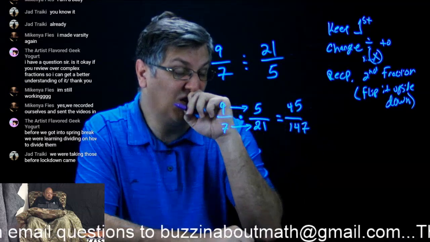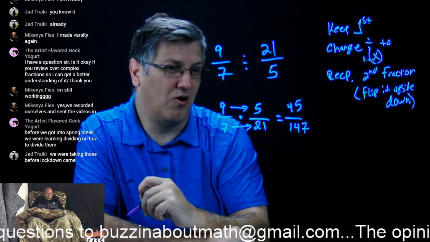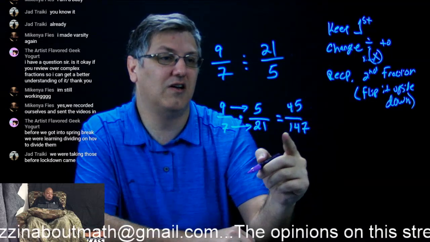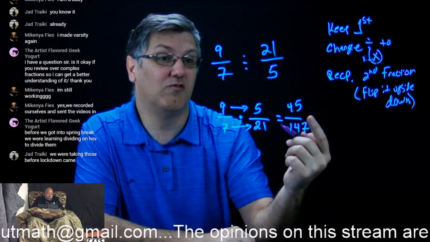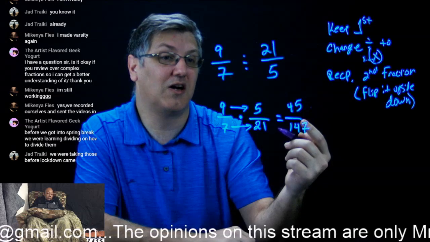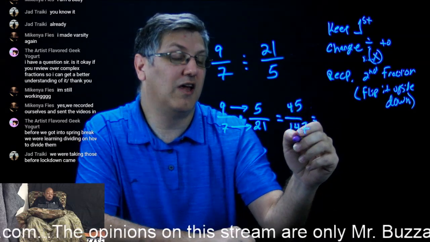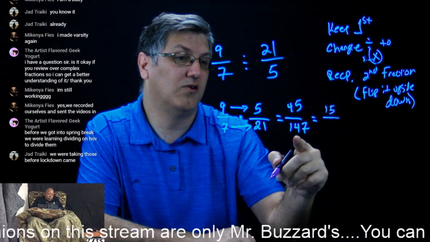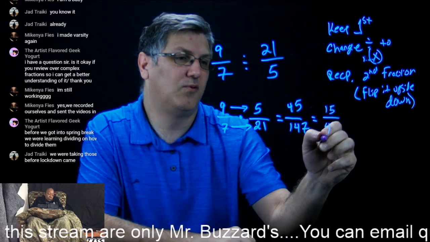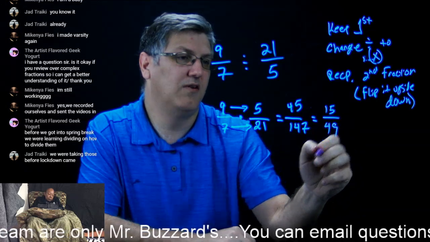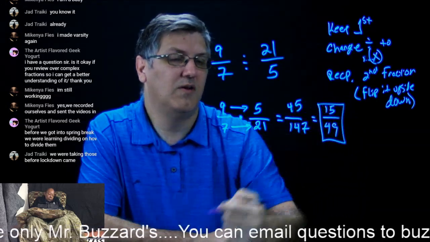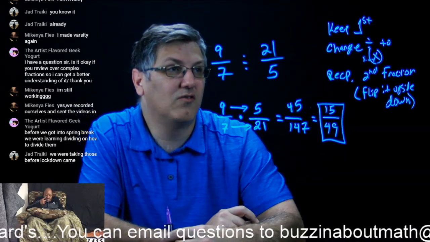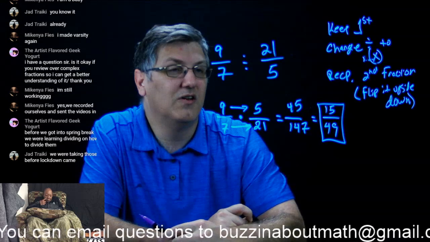And then we look to see if this reduces. On a glance, for sure, it's going to reduce by 3, because 4 plus 5 is 9, and 1 plus 4 plus 7 is 12. I think it's the only thing it has in common. So we take a 3 out. I've got 15 over, it's got to be 4, 12, 49. 15 over 49.